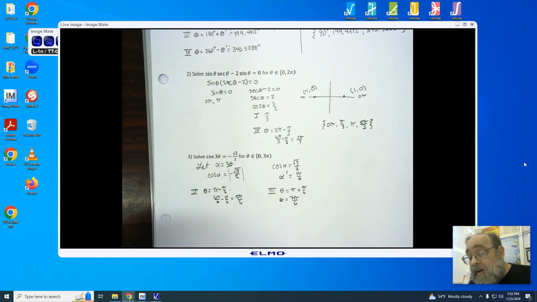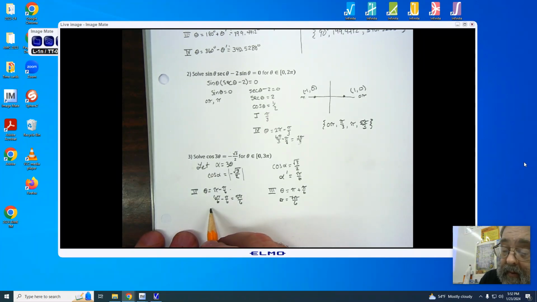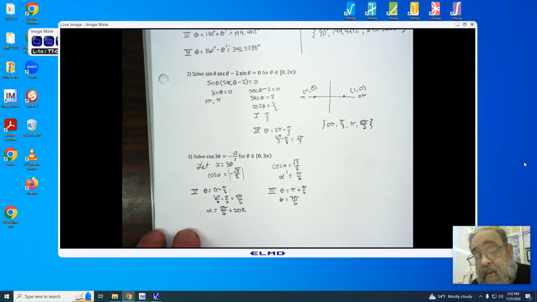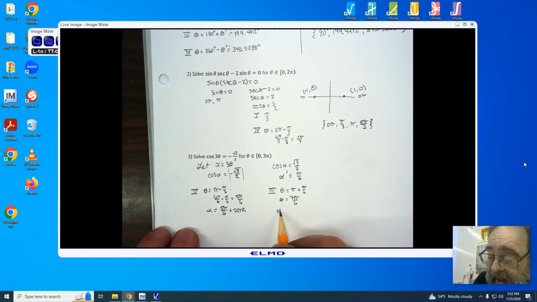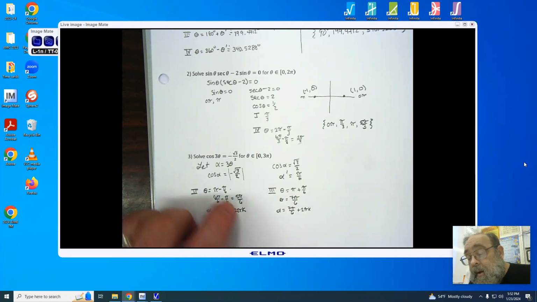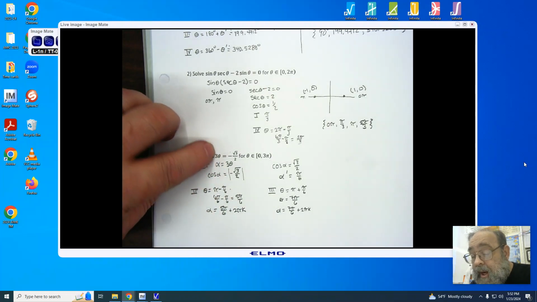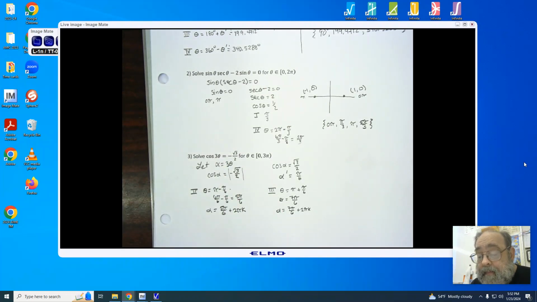Once again, getting the common denominator, 6/6 of pi, adding one more sixth of pi, and I end up with 7/6 of pi. We now go to our alpha. So our alpha is 5 pi over 6, and we are adding 2 pi k. This is because we are finding a sequence of values. Alpha then also equals 7 pi over 6 plus 2 pi k. Notice that this is the period for our normal cosine, the cosine of alpha.